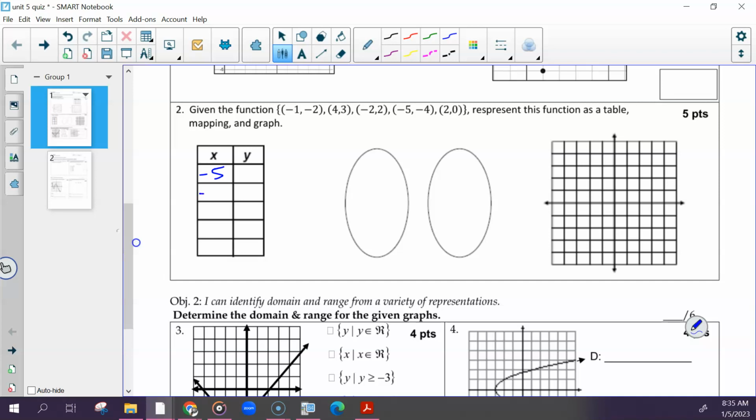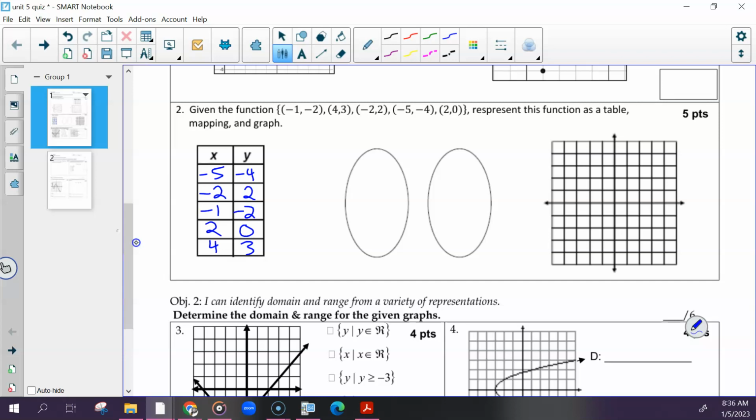-5, -1. No, -2. You're right. -2, -1, 2. Thank you. And then whatever those y values were should have matched. You should not have put those y values least to greatest. So -4, 2, -2, 0, 3. Getting the table right was worth 1 point.